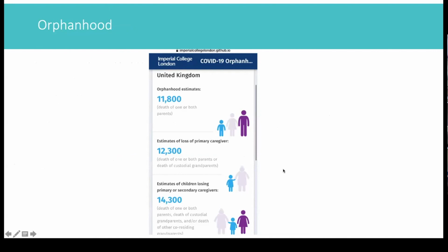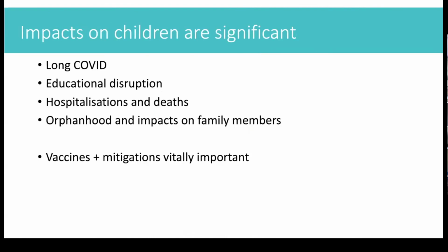I think a lot of the policy in England, and I think partially in Scotland as well, has focused on children being part of some sort of bubble and outside of society. But children are impacted by what's happening around them. And these are estimates from the Imperial Orphanhood calculator that shows that about 12,000 children have been orphaned by the death of one or both parents because of COVID. And that's a huge impact that we never talk about.